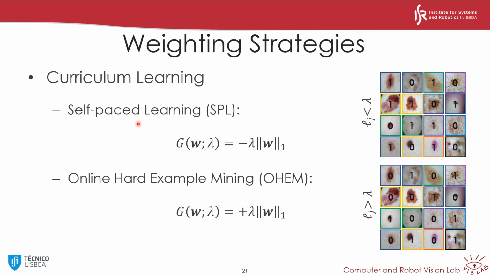So for the self-paced learning method, basically the idea is to select the samples for which the loss is lower than lambda, which is a hyperparameter that can be defined by the user. And this will mean that some samples will receive weight 1, while the others will receive weight 0. On the other hand, the online hard example mining does the opposite. So it will select the samples for which the loss is greater than lambda. And this can be seen as one of the methods, the self-paced learning one, selecting the easiest samples first, while the online hard example mining will select the hardest samples first.